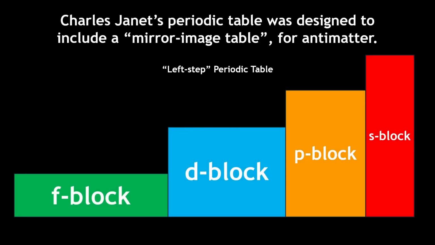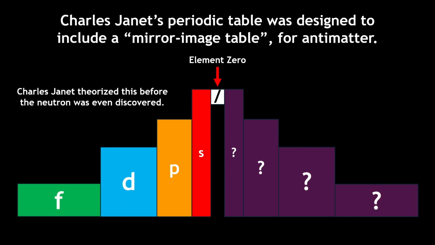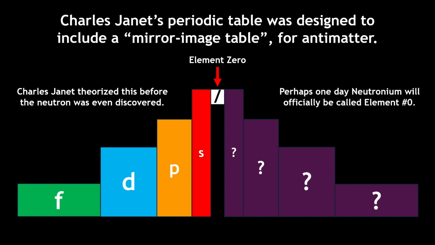Genet's new table was designed so that element 0, which he believed would be the dineutron, would link the left-step table to a mirror image table of elements with negative atomic numbers, or antimatter. He theorized all of this before the neutron was even discovered, as Genet died just 3 months before the neutron's discovery. Perhaps one day neutronium will officially be called element 0, but until then, we can only wonder if Charles Genet's theory was correct.